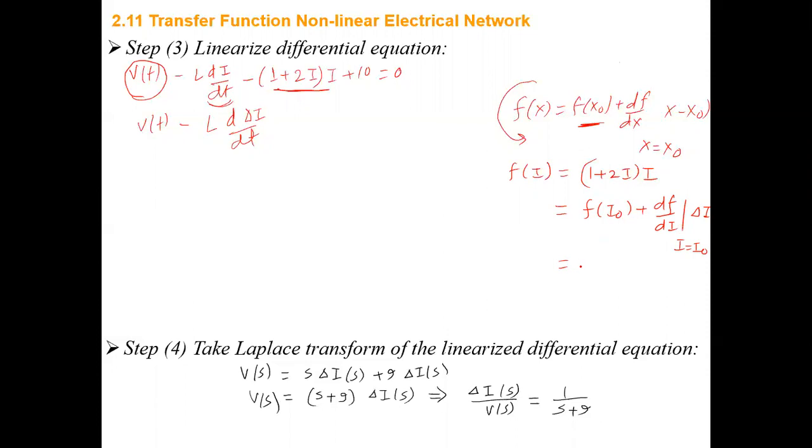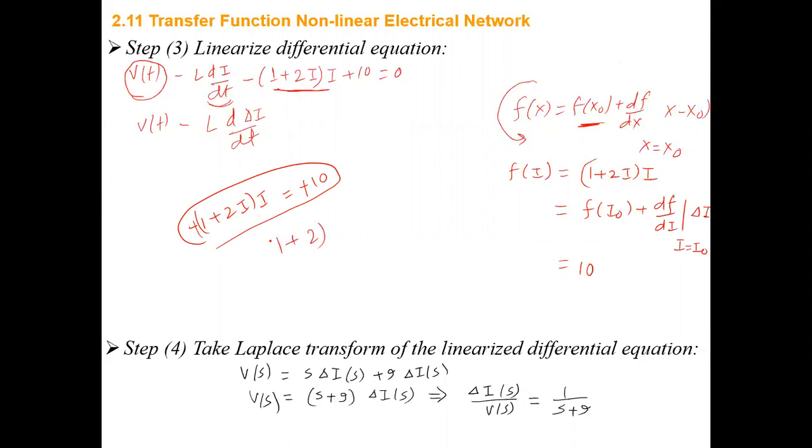You know what, I(0) is 10. How do I know? Remember, you find 1 plus 2i squared, I equals... You set it to negative 10, right? And from here you got your I zero. Or you can simply put in, so you get 10 anyway.